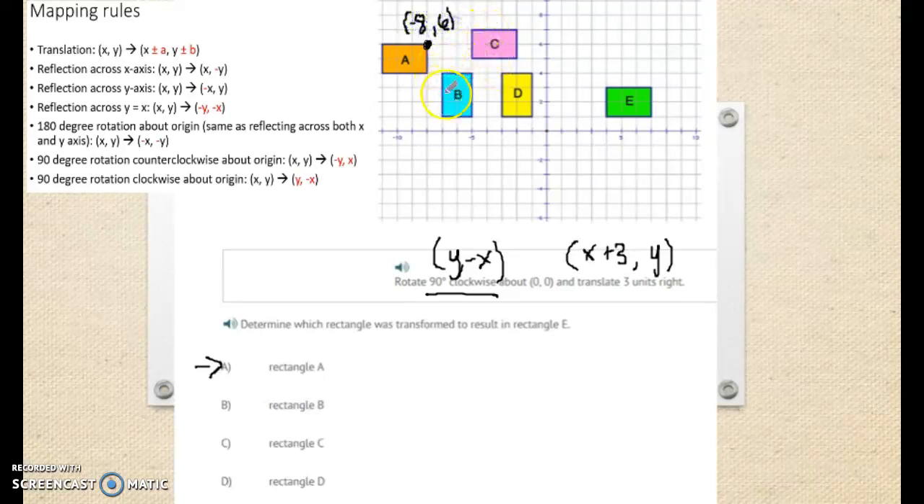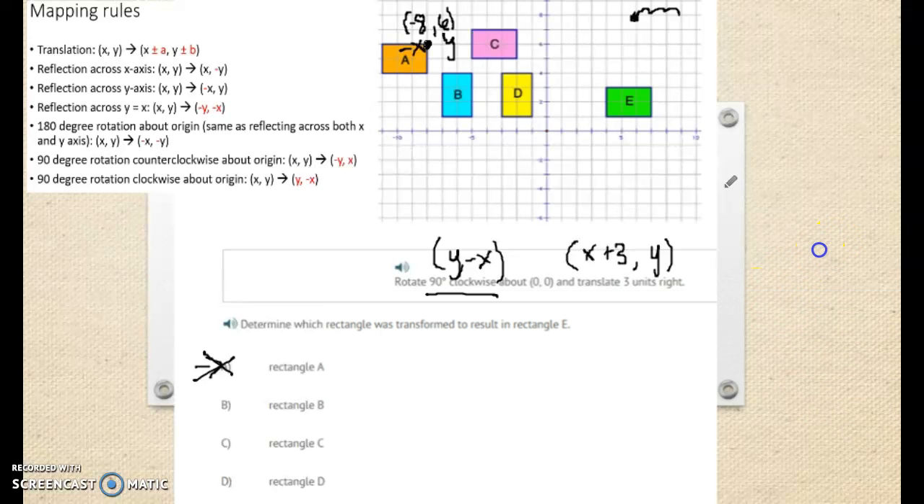So first, if I rotate it 90 degrees clockwise, I would want it to move to 6, comma +8, because I want the Y to come first, and then I want to change the sign of X. So I'm going to go over here to 6, comma +8, and hopefully you can see that there's no way A is going to work, because then I still have to move it 3 units to the right, and it's definitely not going to end up at E. So A is gone. All right, let me change colors, and then we'll try rectangle B.